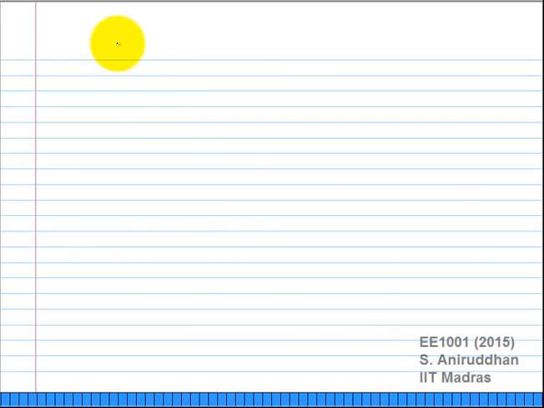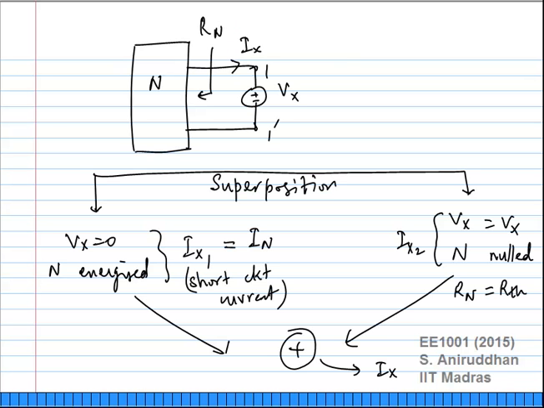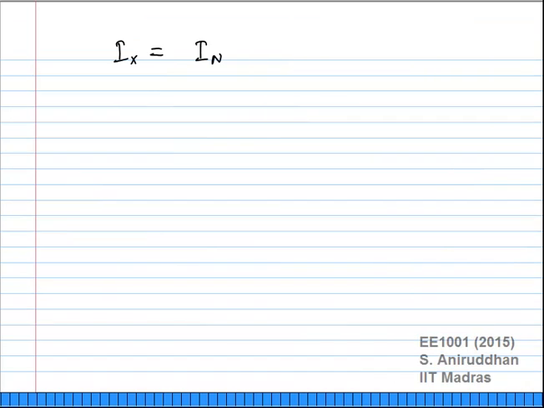So what do you think Ix will be? It will be the sum of these two. One of them is In. In the second case, you have Vx and you have Rn. What is Ix2? Ix2 is minus Vx by Rn.